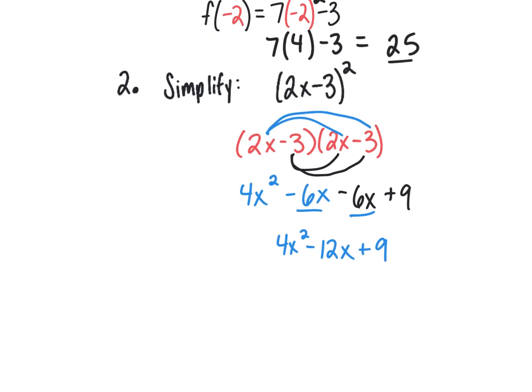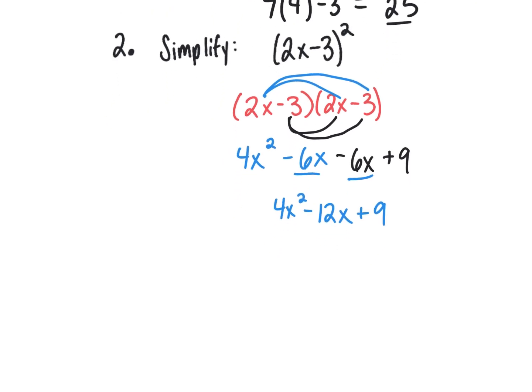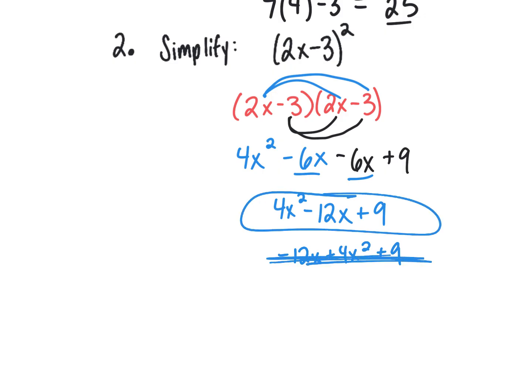Is this the right order that I wanted this in? If I put it like this, am I wrong? Not necessarily. It's still the same thing, but yes, I would take points off because this is an honors class. I want it in what we call descending order, meaning the highest power comes first. Everything follows from there. You with me? All right. So this is what we want. This is not what we want.